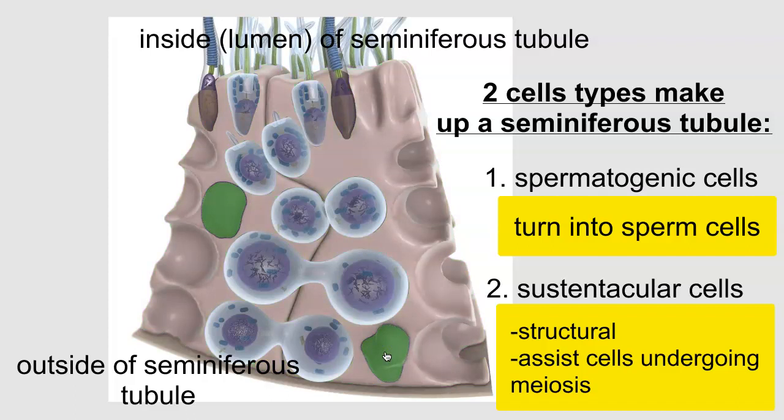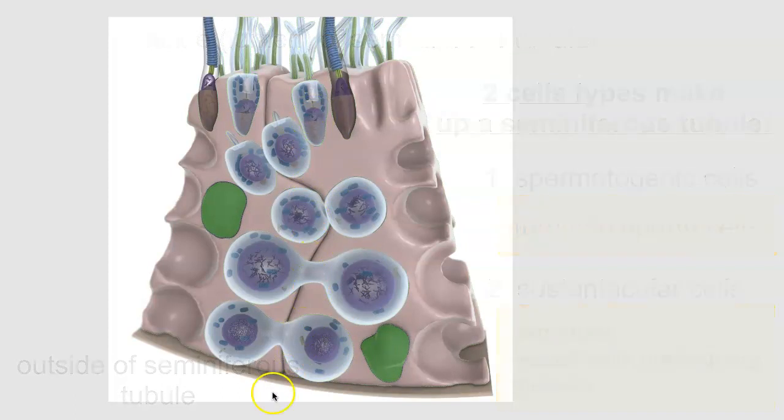So the sustentacular cells never turn into sperm cells. They make up the wall of the seminiferous tubule. They nurture and protect the cells that are turning into sperm cells, and they move them along in the right direction.